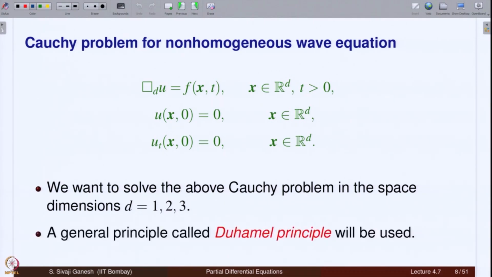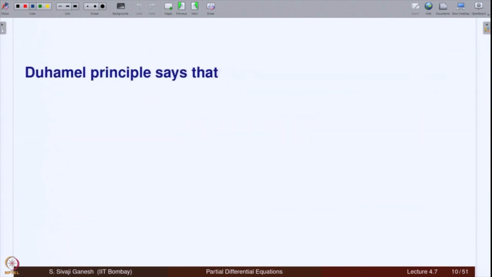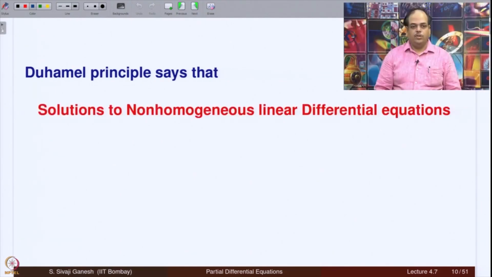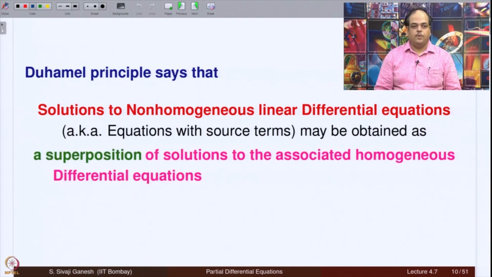So, a general principle called Duhamel principle will be used. So, what is Duhamel principle? It says solutions to non-homogeneous linear differential equations, also known as equations with source terms, may be obtained as a superposition of solutions to the associated homogeneous differential equations. In other words, this is a rough statement, the precise statement we are going to see later. If you want to solve non-homogeneous equations, it is enough to solve homogeneous equations, that is what it says.